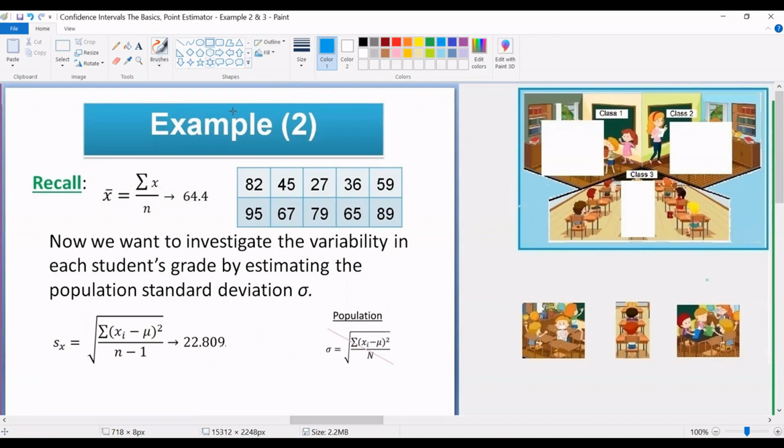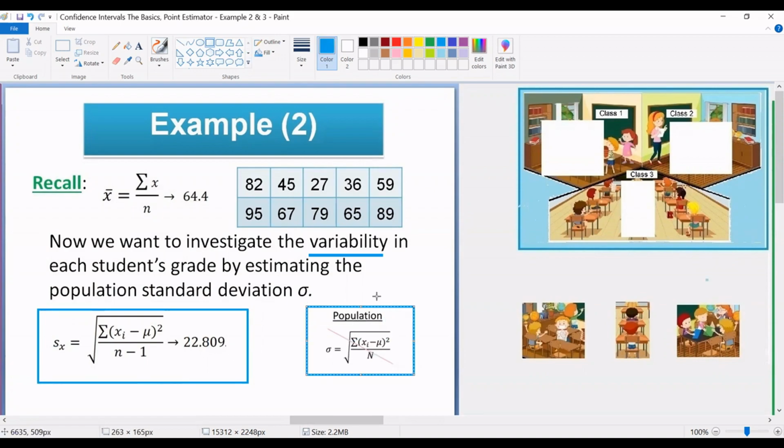Now, by measuring the variability, notice that our equation is slightly different than what we would use for the standard deviation for the population. Since we are talking about a sample, we're going to use S sub x, where in this case, the denominator is going to be n minus 1, where the lowercase n represents the sample, and capital N is actually the total population. Since we only have a sample, we're going to use this setup instead. And we're going to find that our standard deviation of our 10 sample students is about 22.809.